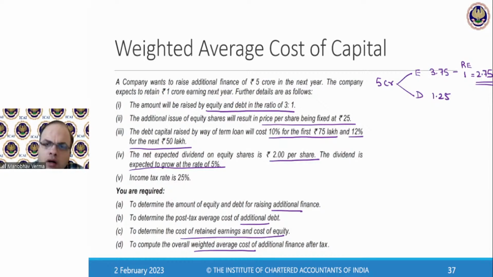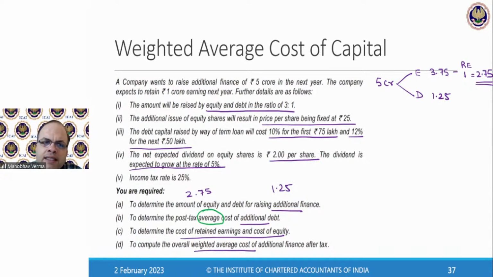Okay. Now, having said that, the amount is clear. So point number A is clear, right? The amount of equity needed is 2.75 and debt needed is 1.25. Then we are looking at point number B, the post-tax average cost. Look at the word: average cost of additional debt. And we are talking about 1.25, mind you.